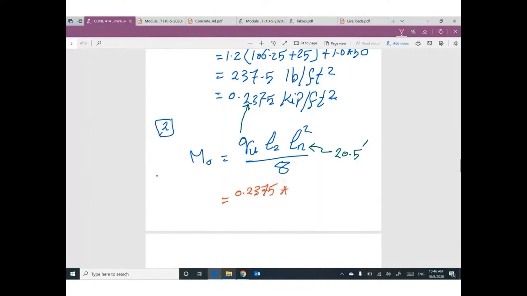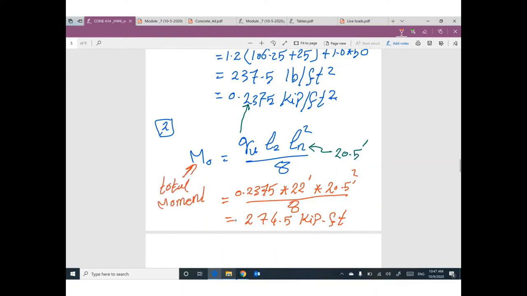So your value will be 0.2375 Q, L2 is 22 feet, Ln 20.5 feet squared, divided by 8. This value will be 0.2375 times 22 times 20.5 squared, divided by 8, which is 274.5 kip-feet. Any questions so far? Actually, we didn't do anything, we just used this expression to figure out the value of total moment. Any questions so far?